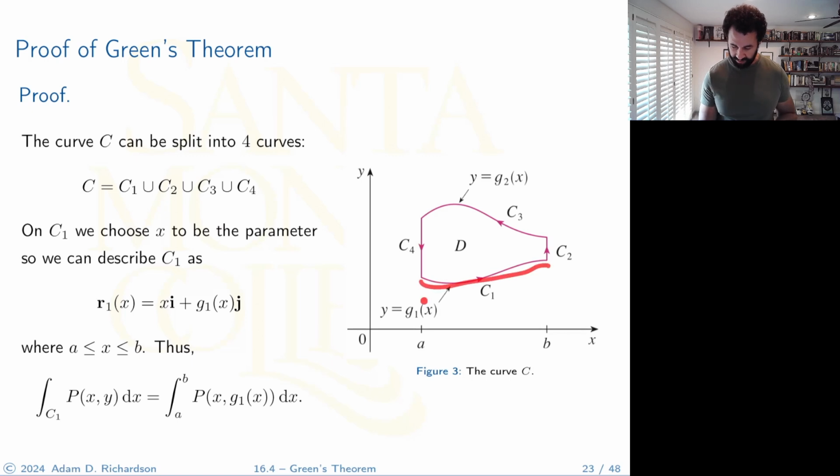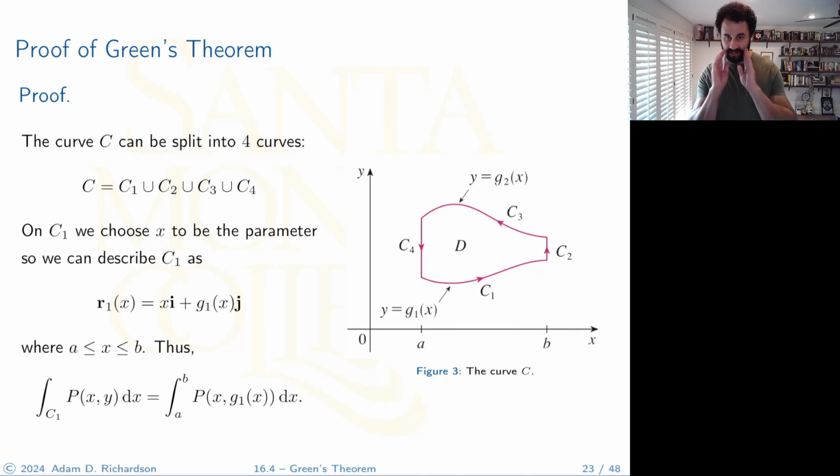So here's C1 given by g1 of x. Here's C3 given by g2 of x. C2 is this line. C4 is this line. On C1, we're just going to choose x to be our parameter. It's a natural choice. So we can describe this as this vector function: x is x, y is g1 of x, x goes between a and b, like so. So we can write the integral over C1 as this integral right here.